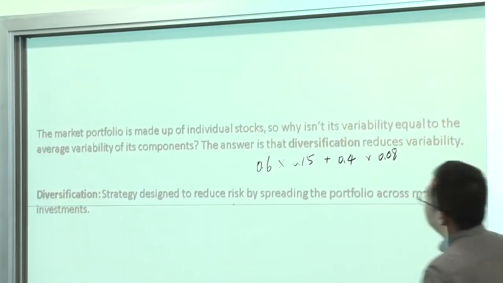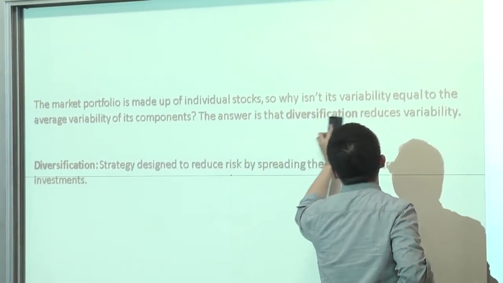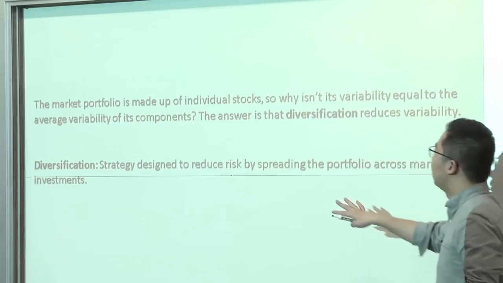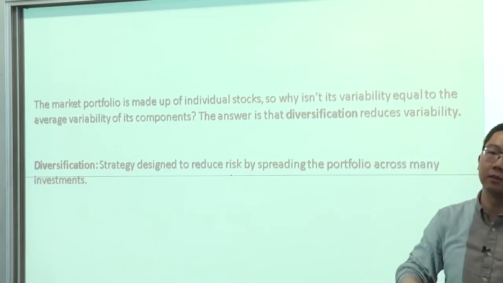So the market portfolio is made up of individual stocks. So why isn't its variance or variability equal to the average variability of its components? The answer is that diversification reduces variability. That's the function of diversification. Diversification allows us to reduce risk by spreading the portfolio across different investments.